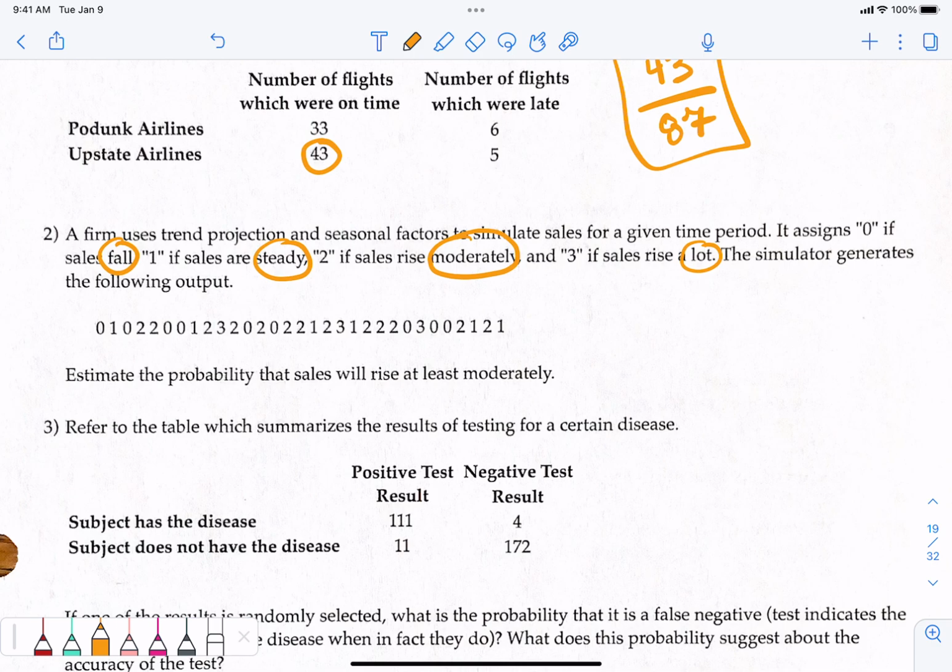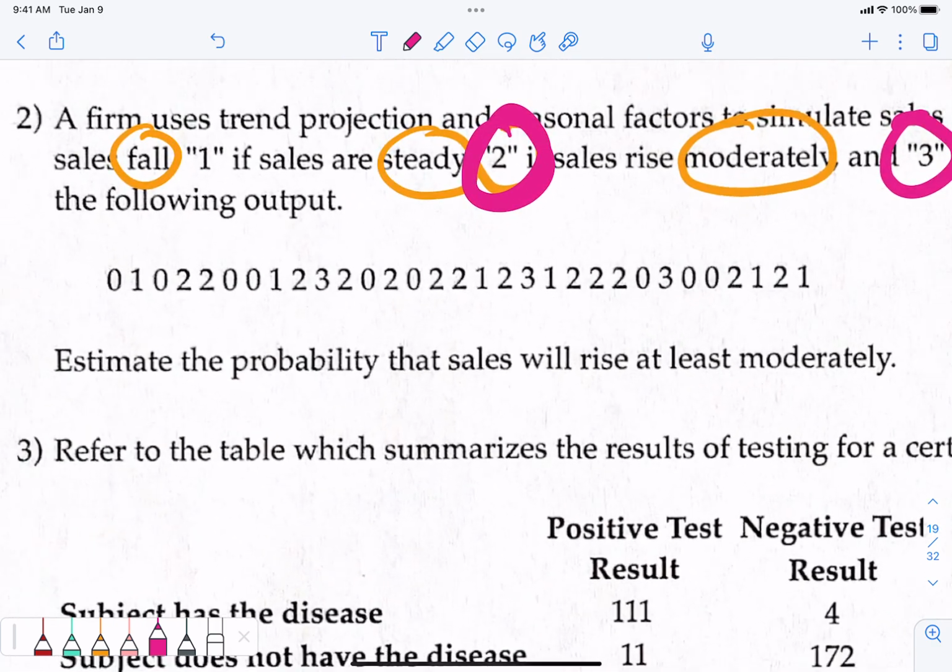Which one is moderately? 2. What else do I consider? At least moderately would be a 2 or 3, moderately or a lot. So we're looking at any 2s or 3s. I see 1, 2, 3, 4. You count also. 5, 6, 7, 8, 9, 10, 11, 12, 13, 14. I see 16 out of 31.